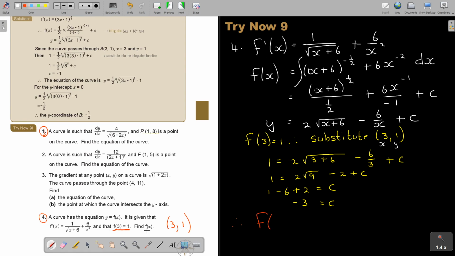fx, they said find fx, so write it then as fx is equal to, and I substitute in there, so it's 2 bracket x plus 6 minus 6 over x minus 3. It's always good if you, as soon as you are finished, just read that final question again to make double sure that you were answering the correct part.